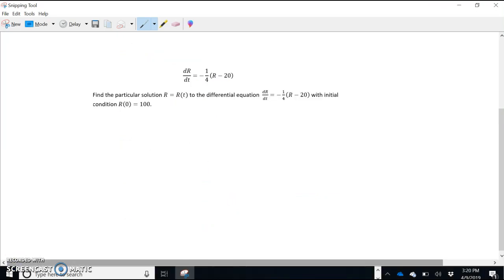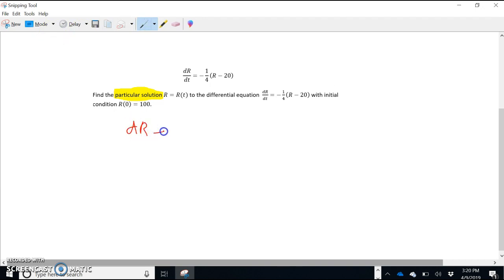Okay, and now I finally made it to the last part of the problem, which is where all the good stuff comes into play. We are asked to find the particular solution to this differential equation with the initial condition r of 0 is 100. So this is really what we've been working toward this whole unit. First move, I hope makes sense to you.